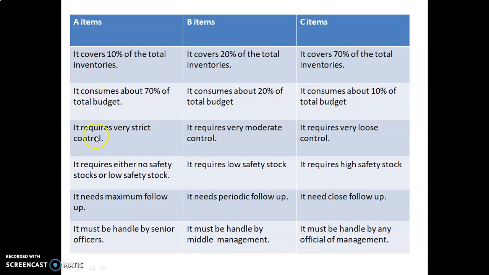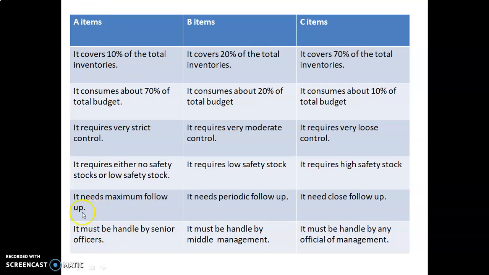Third point: A items require very strict control, B items require moderate control, and C items require loose control. Next point: A items require either no safety stock or low safety stock, B items require low safety stock, and C items require high safety stock.